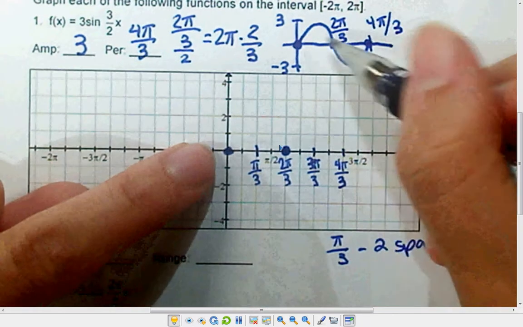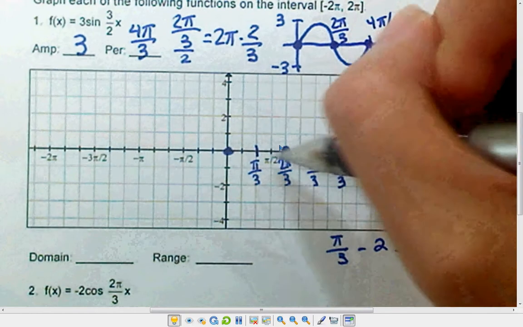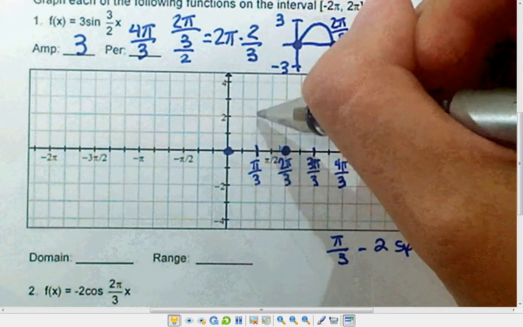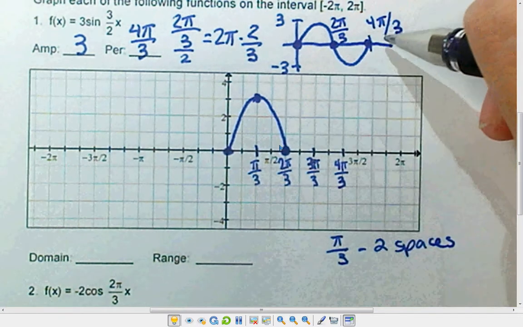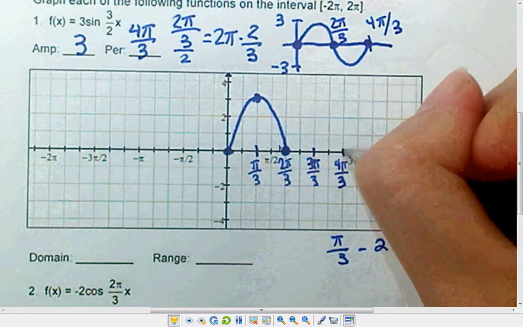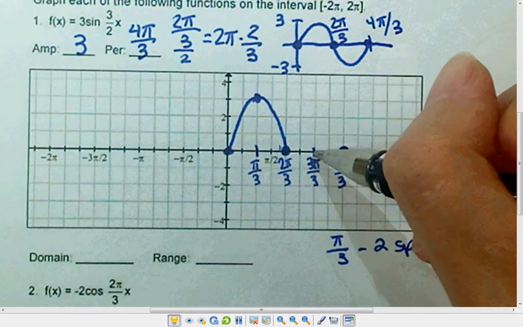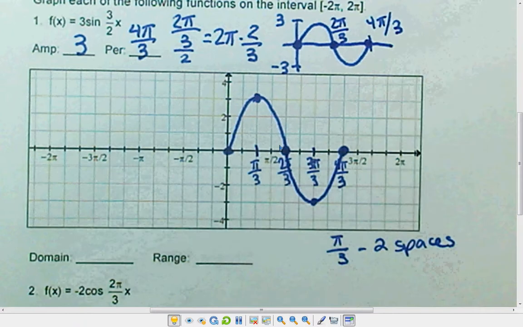Between these two, we want our graph to be going up to positive 3. So halfway in between here is right here. We want this one to go up to 3. So here's our hill. And then we want it to go down. Our next point is at 4 pi over 3, so right here. And halfway in between here, we want it to go down to negative 3. And so this is one period.